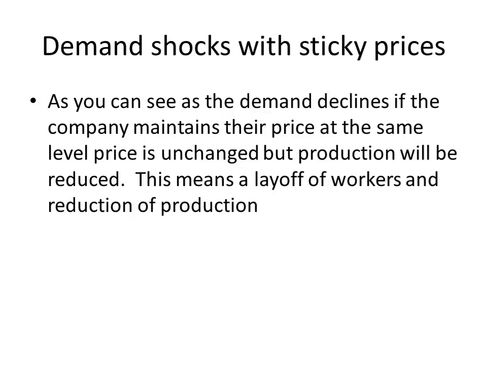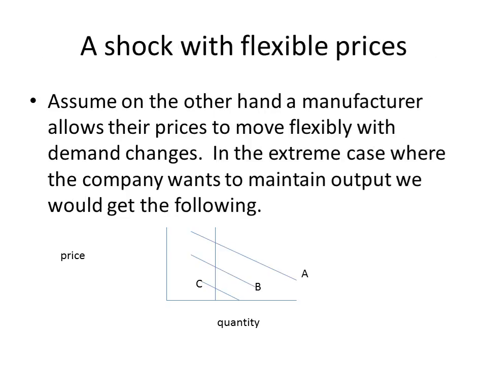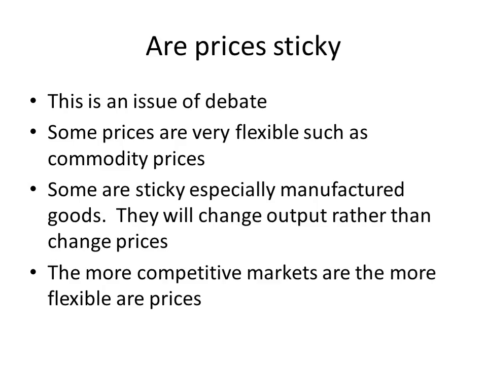So as you can see, as the demand declines, if the company maintains their price at the same price level and is unchanged, production will be reduced. This means a layoff of workers, reduction of production. Assume on the other hand, a manufacturer allows their prices to move flexibly with demand changes. In the extreme case where the company wants to maintain output, we would get the following. Demand would drop from A to B to C. That means that prices do change, but quantities do not. This is an issue of debate.